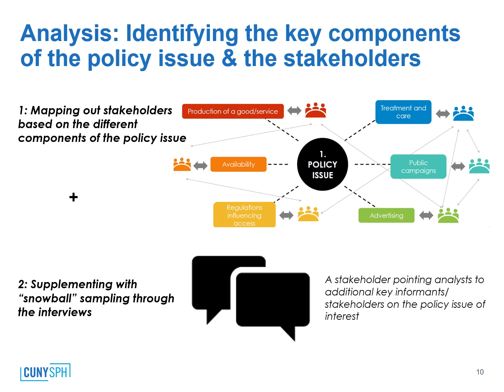This mapping can be done in 2 main ways. First, analysts map out stakeholders around each component of the policy issue. This gives a structural overview. And then secondly, analysts can use snowball sampling through interviews. This means that one stakeholder identifies others who should be included in the analysis. Combining mapping with snowballing ensures that you don't miss key actors who might be less visible at first glance.